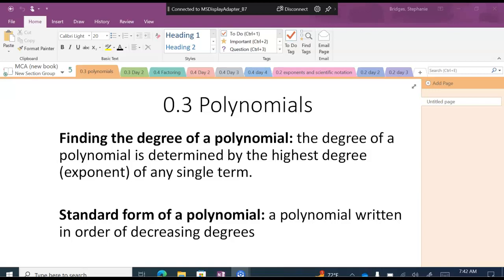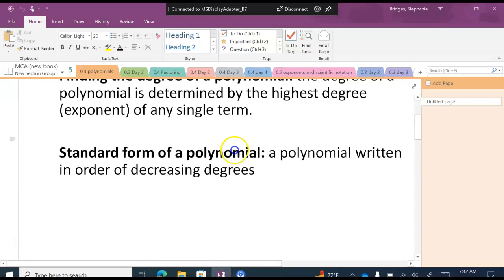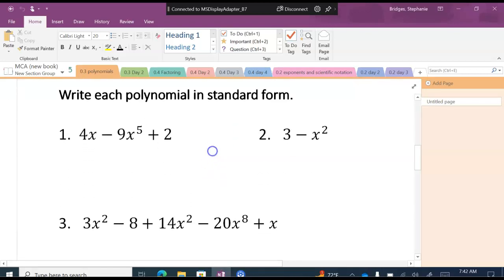Do you guys remember what like terms are? Same variable, same exponents, just different coefficients. So we're going to combine our like terms. We're going to write it in standard form, and then we're going to state what the degree is. Okay? Everybody ready? All right. So if you will, take a minute and write the first one down.